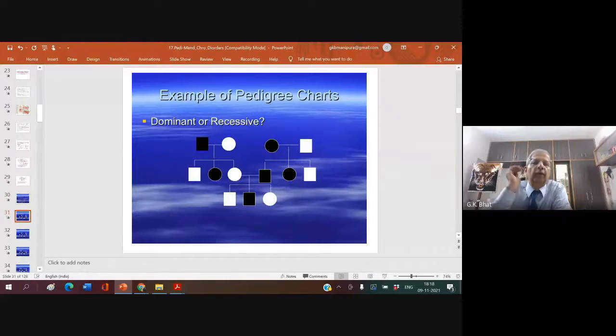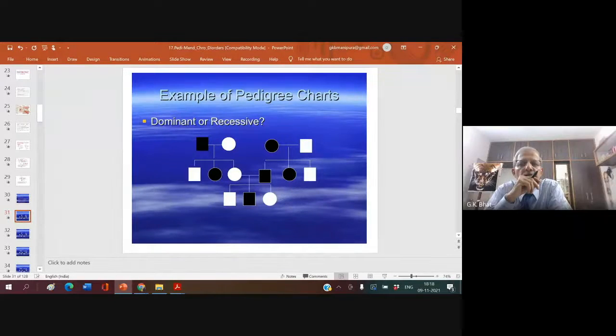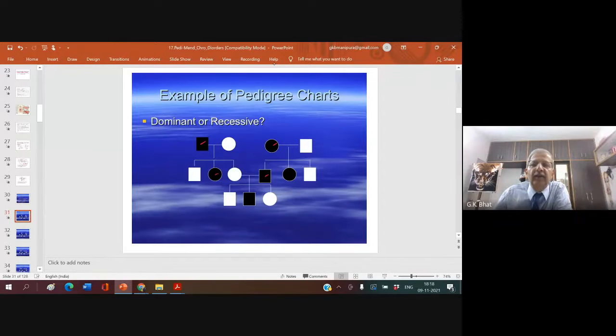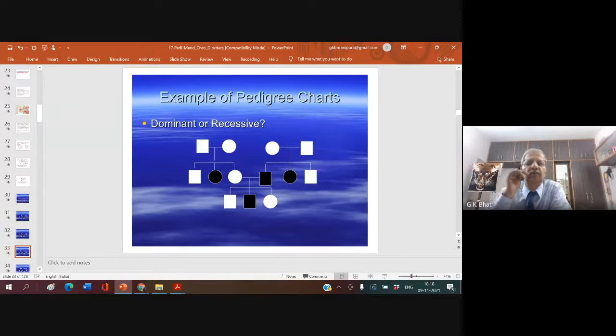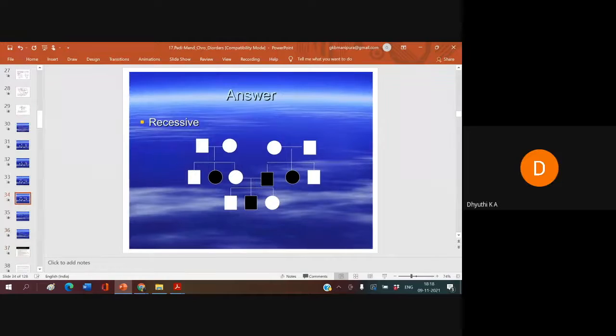Look here. What type of disorder is it, dominant or recessive? Dominant. Why? One of the parents is affected, so it is dominant. What is this one? Recessive.